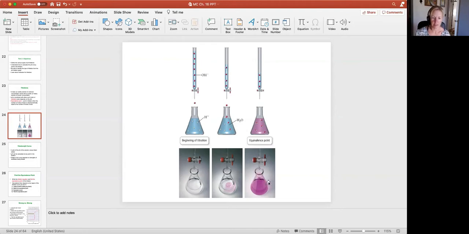And this is an example of phenolphthalein, which is one you probably used a lot in the lab. Phenolphthalein is very sensitive to excess hydroxide ions. So when you start to see that color change for phenolphthalein, you're just a smidgen past the equivalence point. Okay, so we're going to look today at titration curves.